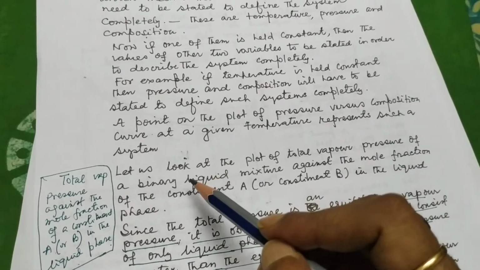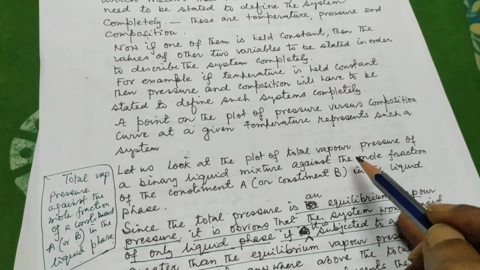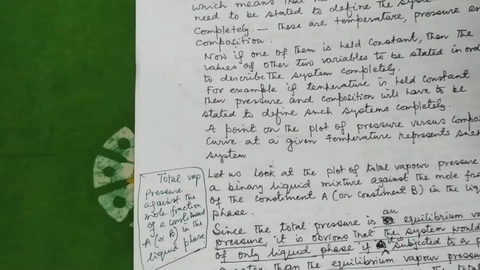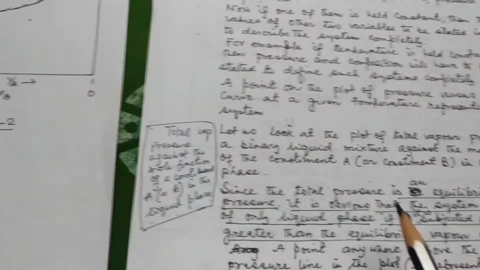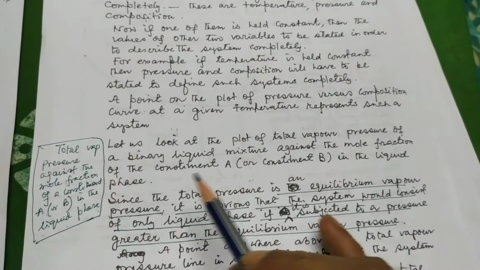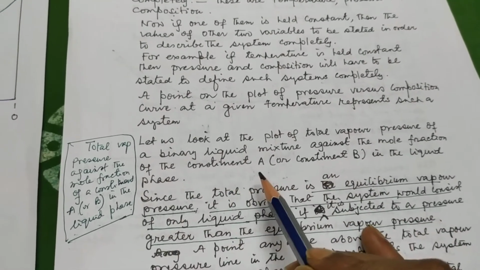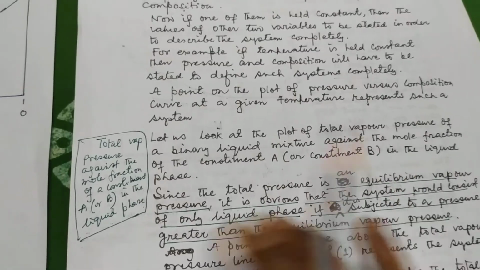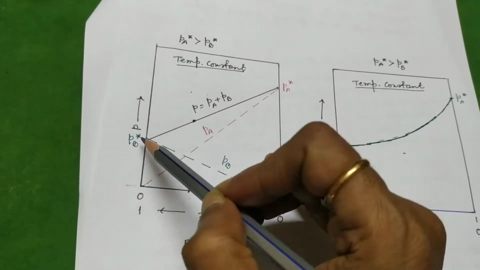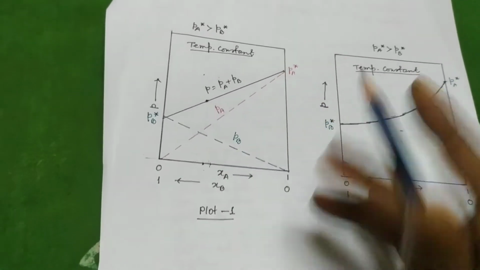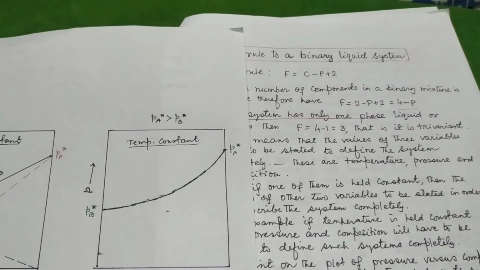Let us take a look at the plot of the total vapor pressure of a binary liquid mixture against the mole fraction of constituent A or constituent B in the liquid phase. So this is the curve. Total vapor pressure is plotted against XA or XB.